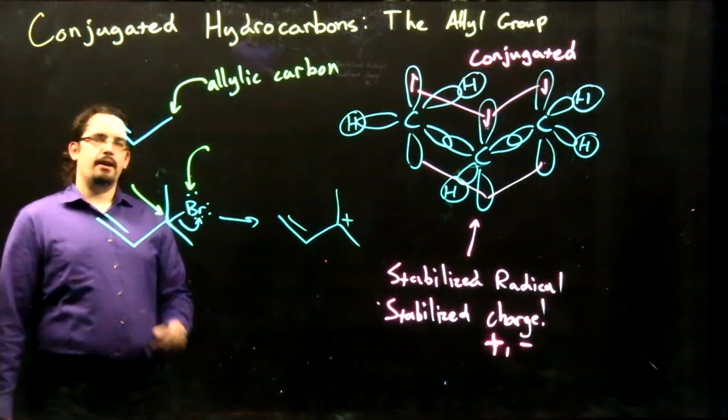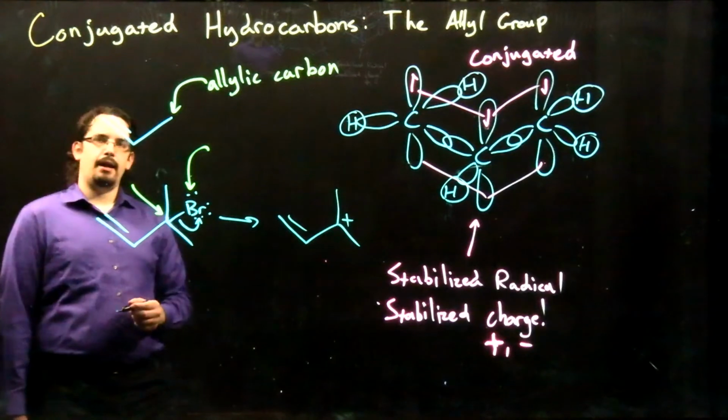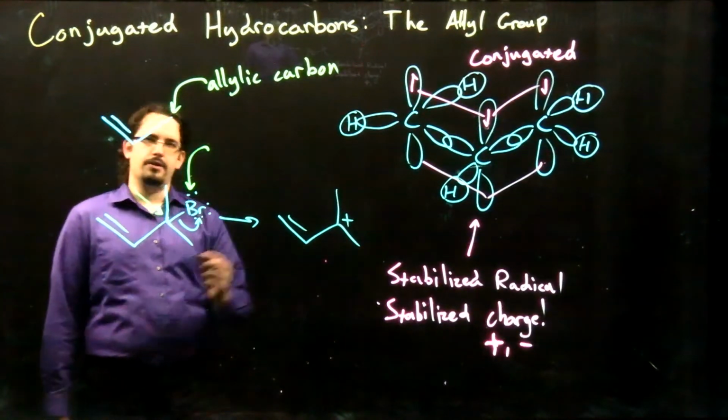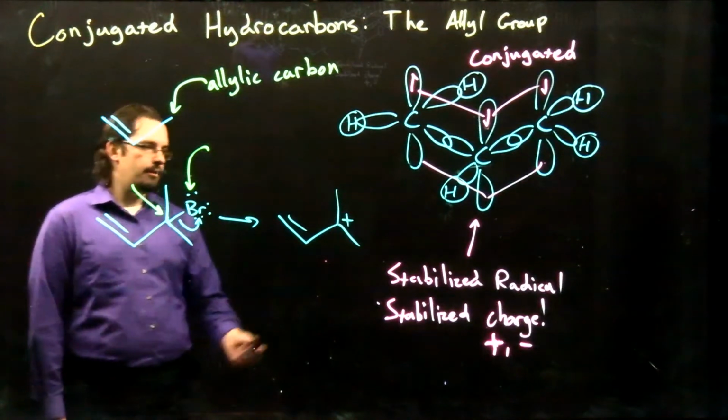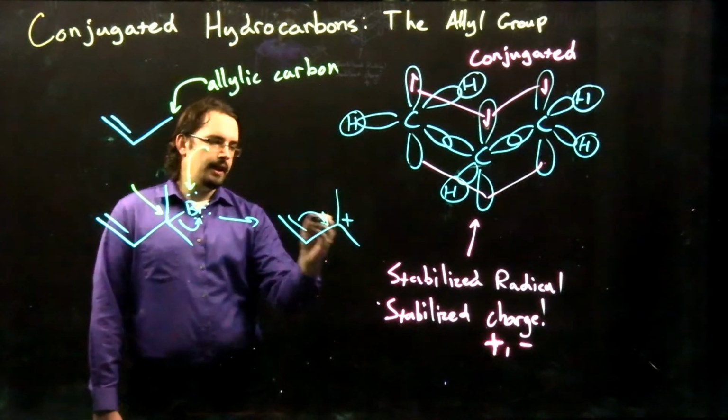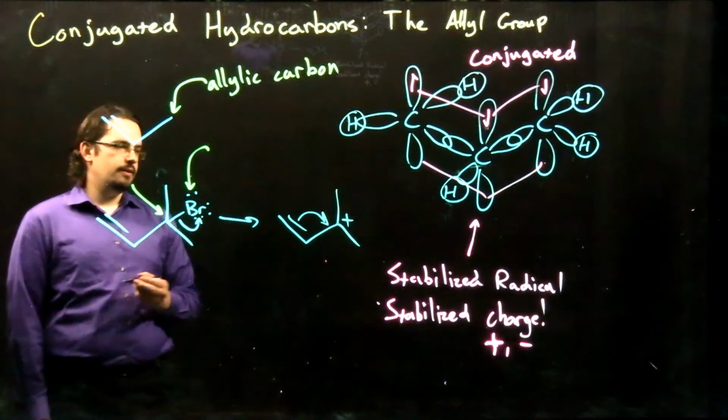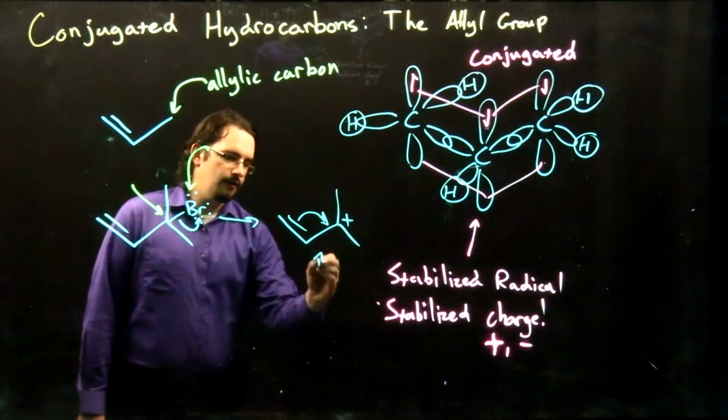Now, in this case here, our positively charged carbocation is right next to our alkene double bond, right? It's an allylic cation, and so we can again stabilize it using the resonance of our double bond.